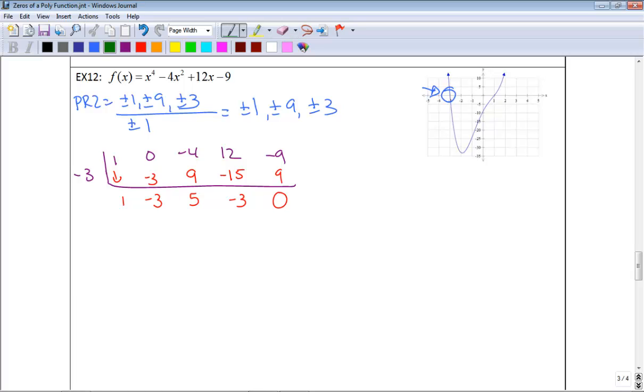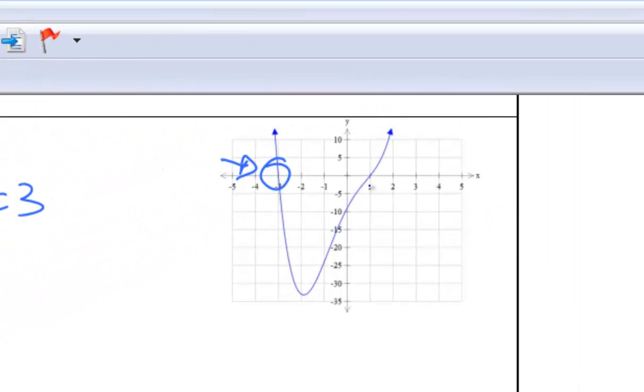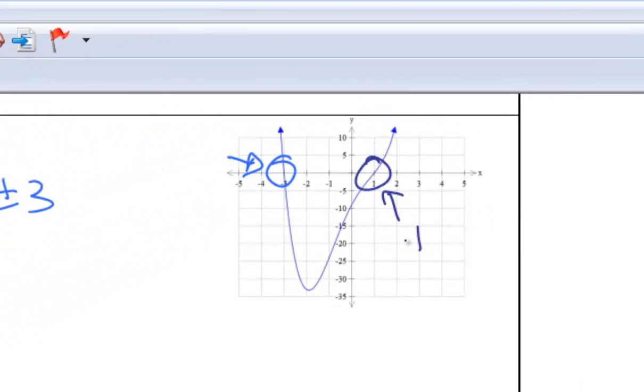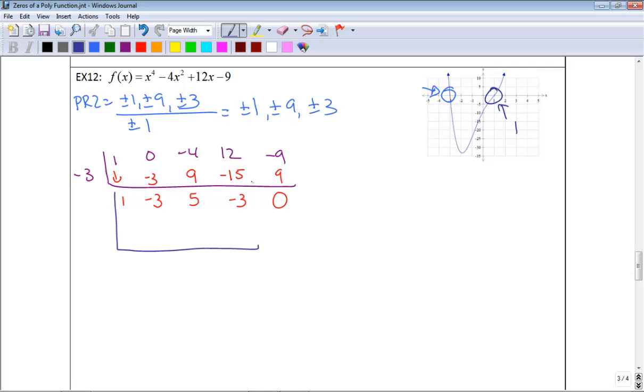If I go back to my list and back to my graph, was there another zero that I can try to divide by? There is. There's this guy over here, a positive 1. So divide the new polynomial you just got by 1. Bring down your 1. 1 times 1 is 1. Add down negative 2. 1 times negative 2 is negative 2. Add down positive 3. 1 times 3, 3. Add down 0.